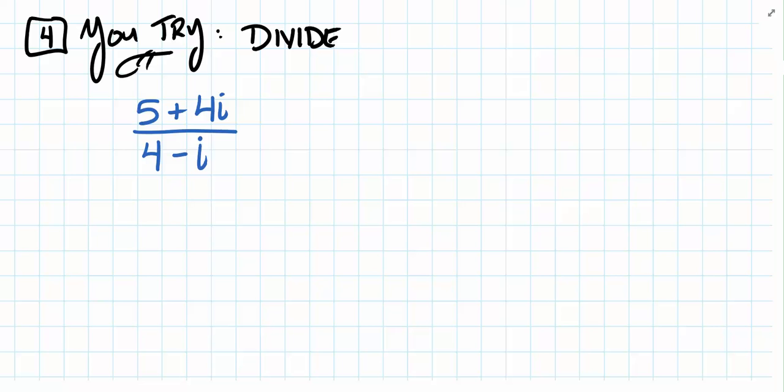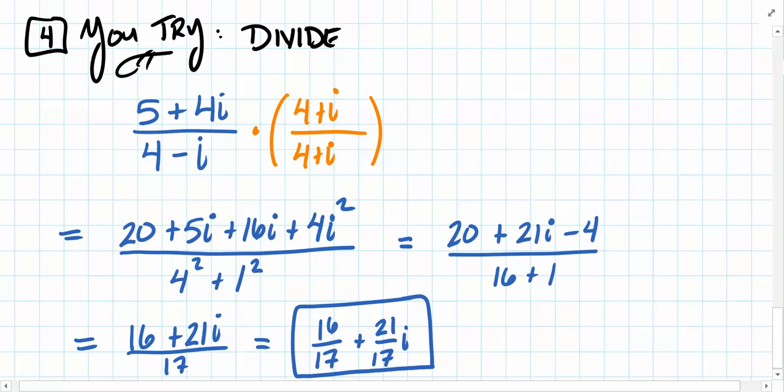Okay, box number 4 is a U-try. Go ahead and do the same method that we just did before and divide these two complex numbers. Hopefully you got the right answer of 16 over 17 plus 21 over 17i. So you start by multiplying by the conjugate, which is a fancy one of 4 plus i over 4 plus i. You do your FOIL on the top: first, outer, inner, last. And then on the bottom, remember it's just a squared plus b squared. Then, simplifying, remember that i squared is worth negative 1, so this becomes a negative 4. And then simplifying down, breaking up my fraction, I get 16 over 17 plus 21 over 17i.